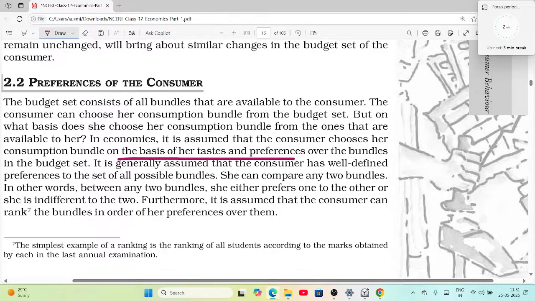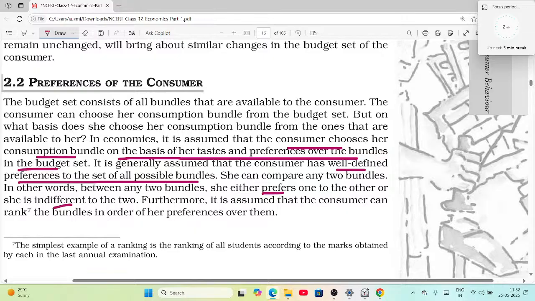On the basis of her taste and preference over the bundles in the budget set, the consumer chooses the consumption bundle. Assume well-defined preferences over the set of all possible bundles. She can compare any two bundles. In other words, between any two bundles, she either prefers one to the other or she is indifferent between the two.